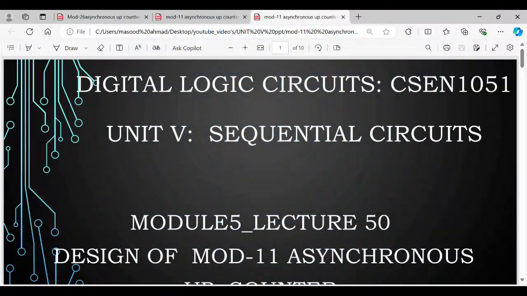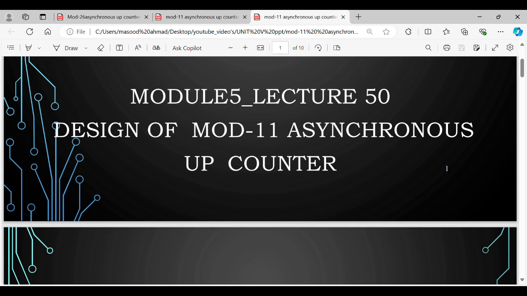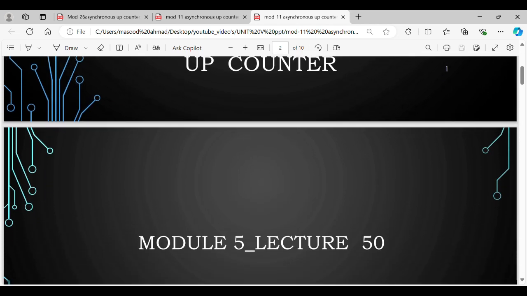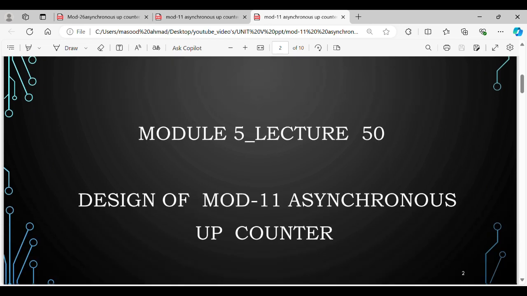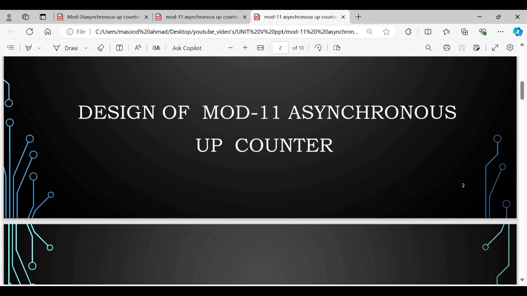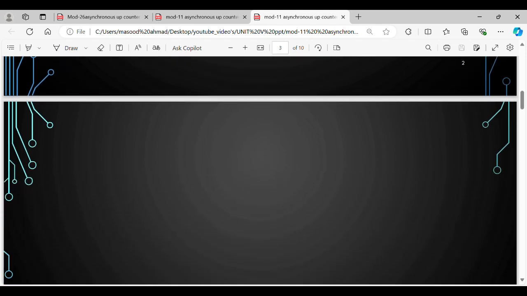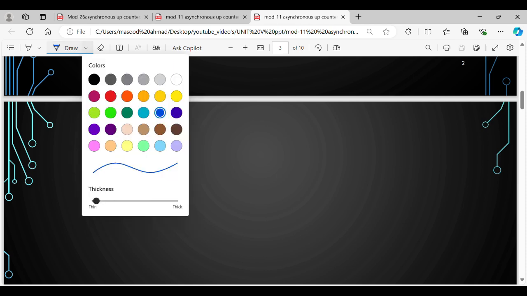My dear students, now we are going to look at the mod-11 asynchronous counter. We know how to design counters, of course, asynchronous counters. But so far what we have seen is with respect to T flip-flop and J flip-flop. Now we are going to look at D flip-flop. So we will look for how many D flip-flops are required in order to carry out this design. What is the problem given?